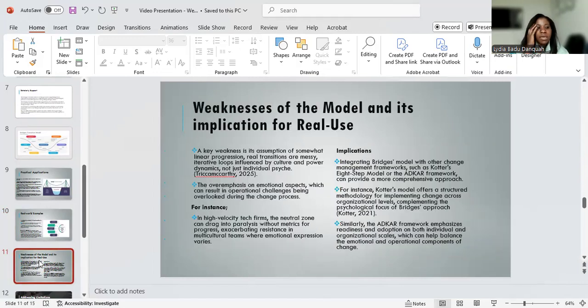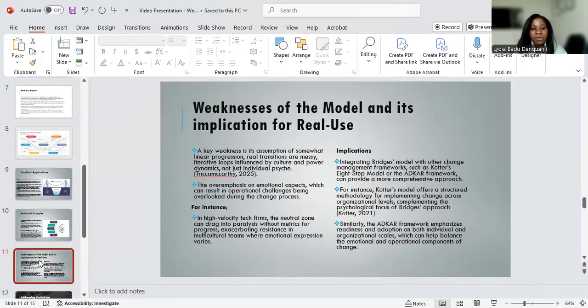So for the weaknesses, definitely, though the model has a lot of strengths and good aspects to it, there are definitely weaknesses to it as well. And one of its key weaknesses is that it assumes a somewhat linear progression. Real transitions are messy, and are also influenced by culture and power. So it is not just about the individual psyche or mental or emotional issues, but also transitions are not generally very straightforward, and there can be power interplays. And there is the overemphasis of emotional aspects, which can also result in operational challenges being overlooked during the change process.